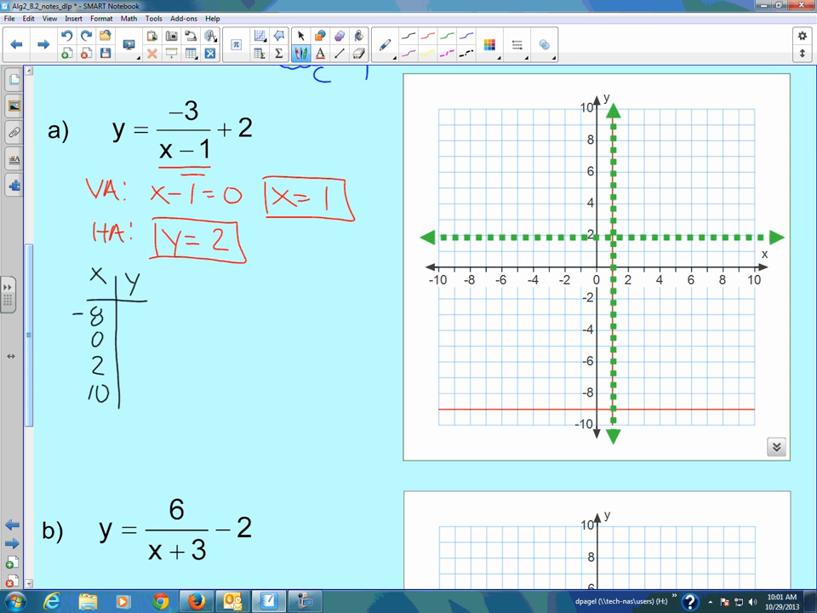Put a negative 8 in. You get negative 3 over negative 9, which is 1/3. And then 1/3 plus 6/3 is 7 thirds, so 2 1/3. Put a 0 in there. You get negative 3 over negative 1, which is 3, and 3 plus 2 is 5. Put a 2 in for x. You get negative 3 over 1, which is negative 3. Negative 3 plus 2 is negative 1. Put a 10 in for x. You get negative 3 over 9, which is negative 1/3, plus 6 thirds is 5 thirds, which is 1.67.